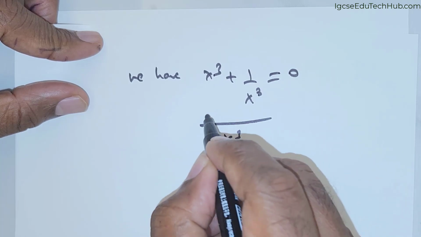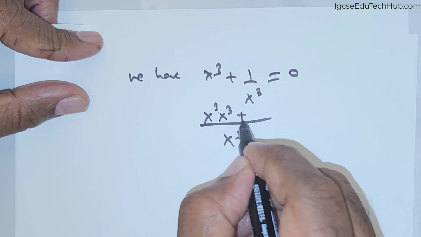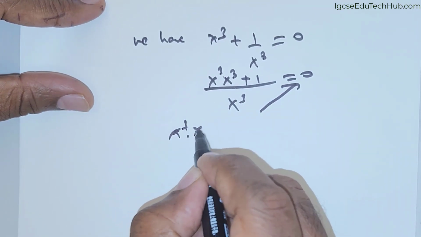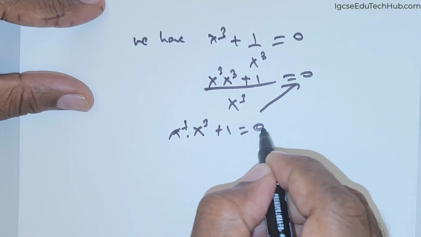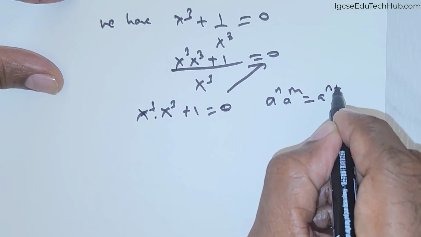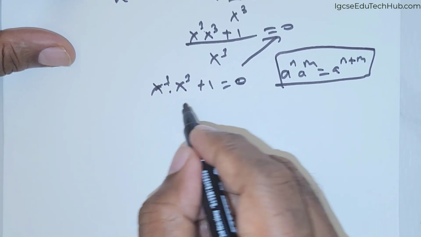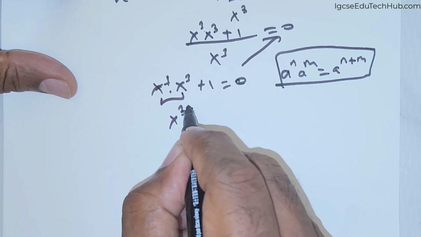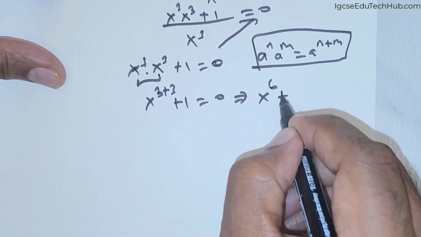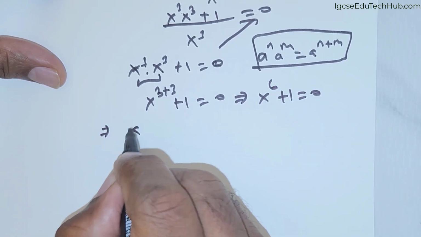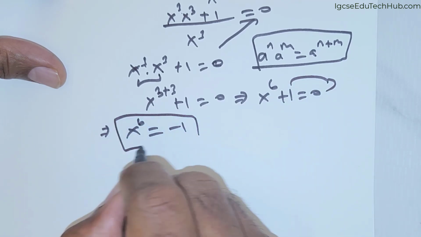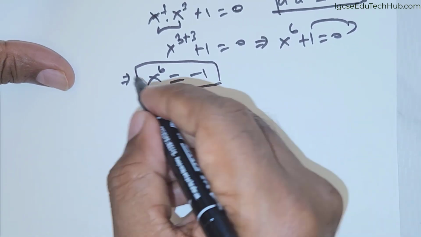Now you take the LCM as x^3, you get x^3 multiplied with x^3 + 1 is equal to 0. You cross multiply, you get x^3 times (x^3 + 1) is equal to 0. Now there is a formula, a^n times a^m is equal to a^(n+m). So by this it is x^3 + 1 is equal to 0. This can be rewritten as x^6 + 1 is equal to 0. This in turn can be rewritten as x^6. Move this 1 to the other side, you get negative 1. So you have a nice system there for x^6.